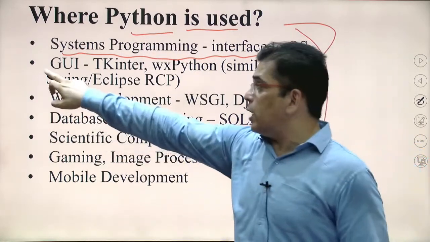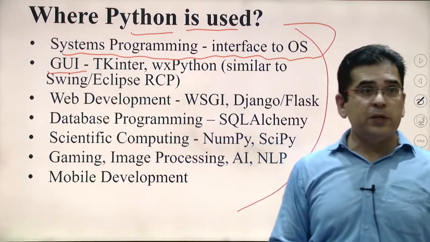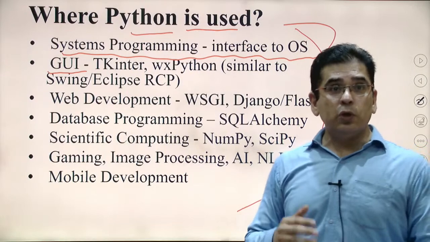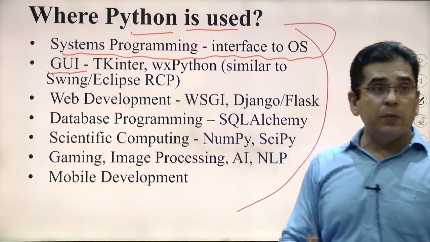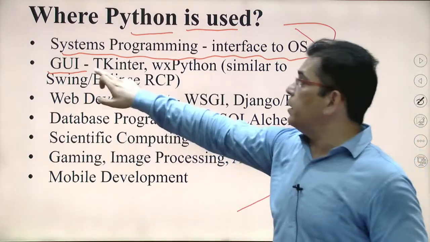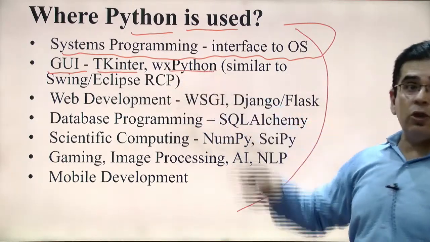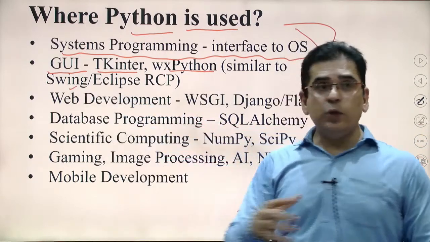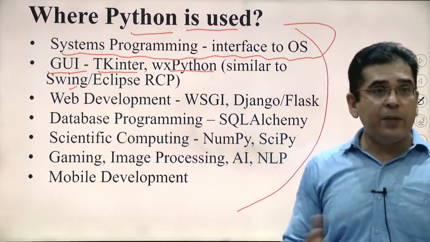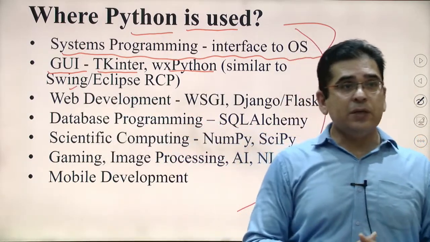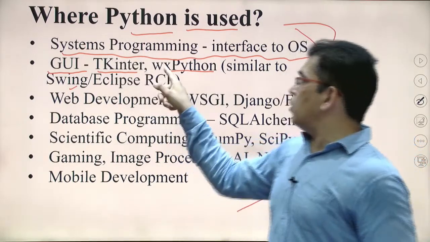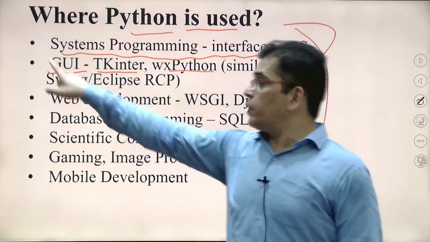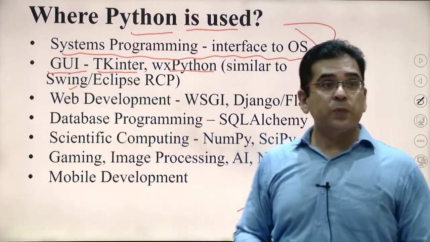Second is GUI. GUI's full form is graphical user interface. So Python can be used to design an interface. Various inbuilt libraries and packages are used, like the tkinter library and wxPython. It is similar to Swing. As we use Java Swing, if you have any basic idea about Java Swing, the same way tkinter or wxPython libraries in Python are used for graphical user interfaces.